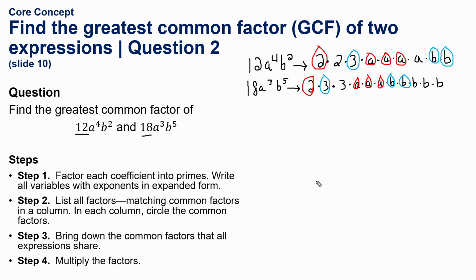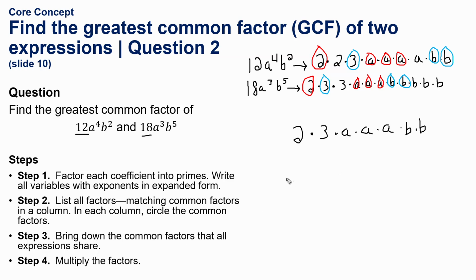So let's bring down the common factors that all expressions share. So we have the 2 times our 3. So 2 and 2, 3 and 3. And then we have the 3 a's, right? So times a, times a, times a. And then we have the b's. So times b, times b.